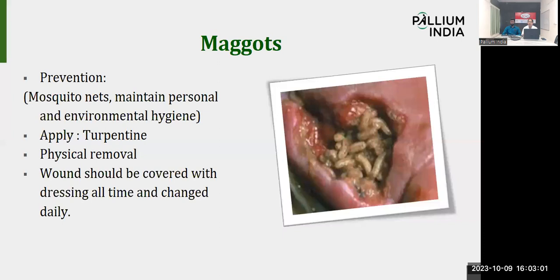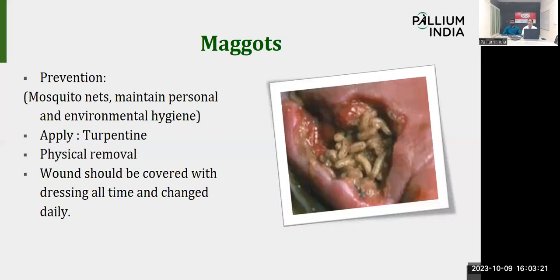And also physical removal. We have to remove it, put it in a kidney tray with warm water or hot water, so that the maggots that are put inside will die, right? And the wound should be covered with the dressing all the time and changed daily. That is very important.